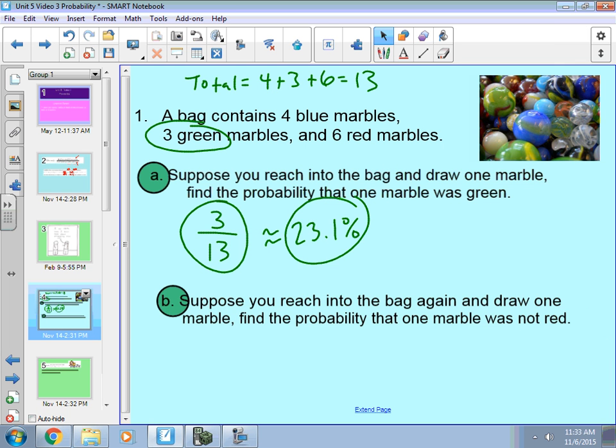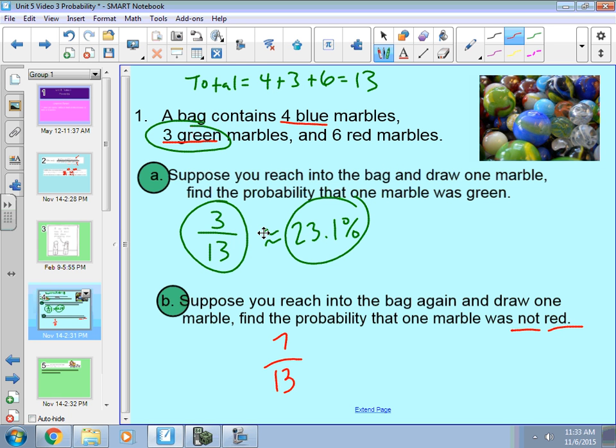All right. For B, it says suppose you reach into the bag again and draw 1 marble. Find the probability that the 1 marble is not red. Okay. So if we had put that green marble back, we're back to our 13 total marbles. They wanted us to find what's the probability it's not red. Well, not red would mean it's either going to be green or blue here. So if we know there is a total of 7 of those, it would be 7 out of 13.